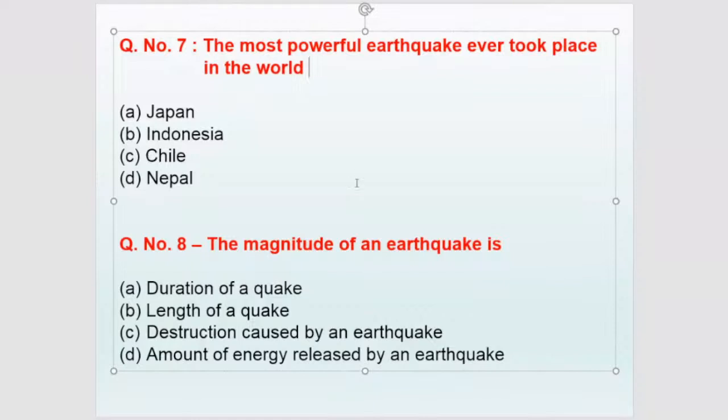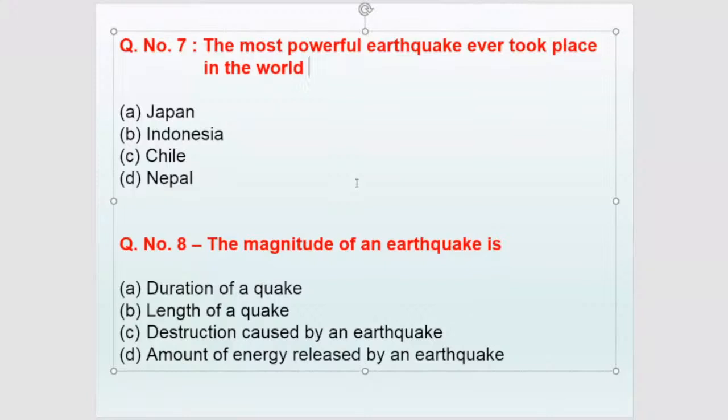Now we are moving to the next question. The magnitude of an earthquake is: duration of a quake, length of a quake, destruction caused by an earthquake, or amount of energy released by an earthquake. So Mr. Ravi says C. Okay. Mr. Abhinav says 4. We have another response, which is B. Mr. Shivansh says B.